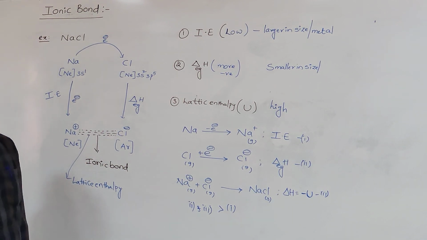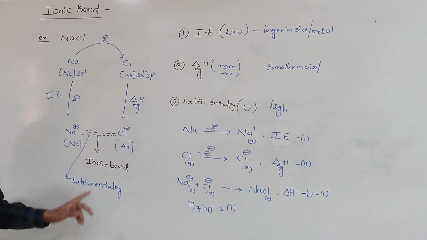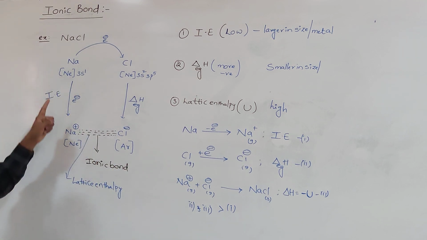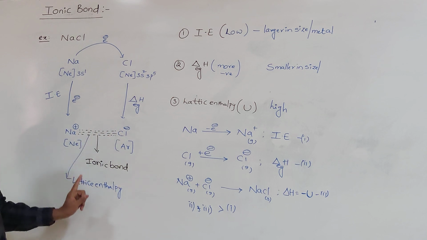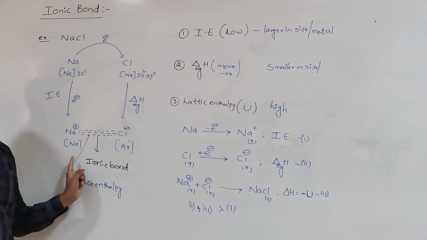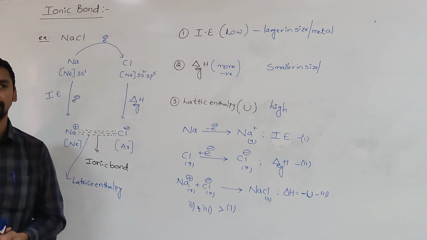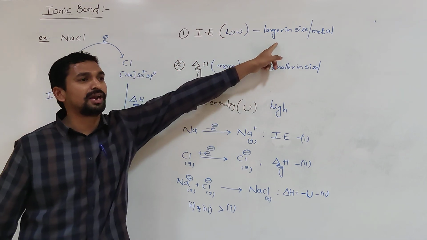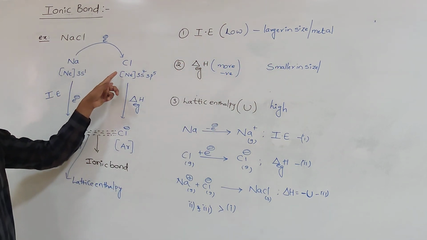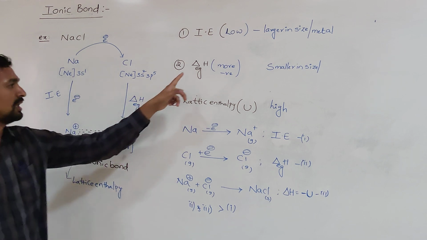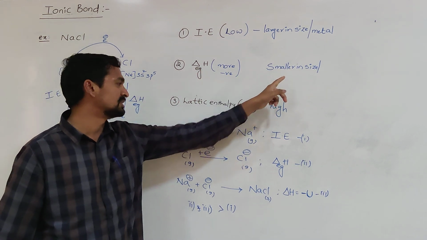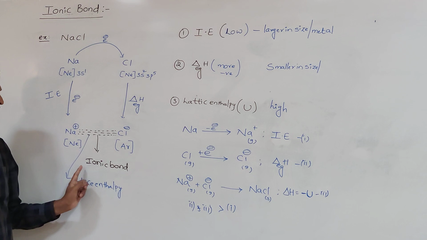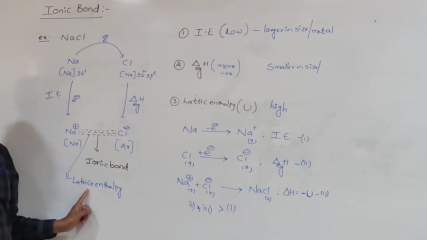And what are the factors favorable for the formation of an ionic bond? They depend upon three factors: formation of cation, formation of anion, and the oppositely charged ions being held together by the electrostatic force of attraction. The formation of cation is expressed in terms of the ionization enthalpy and size. The formation of anion depends upon the electron gain enthalpy value and size. And the formation of the strong electrostatic force of attraction, that is the ionic bond, depends upon the lattice enthalpy.